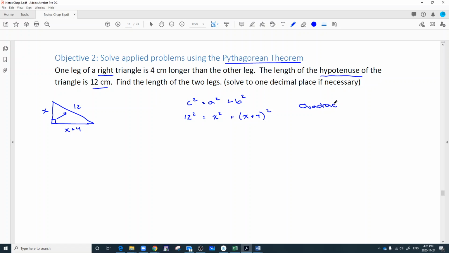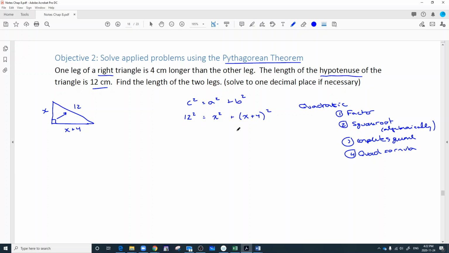To solve a quadratic equation, I now have 4 methods: factoring, the square root method, which I like to call solving algebraically because it's just isolating for your x, thirdly, completing the square, and fourthly, the quadratic formula. So every single time you go to solve a quadratic equation now, you have these 4 options.